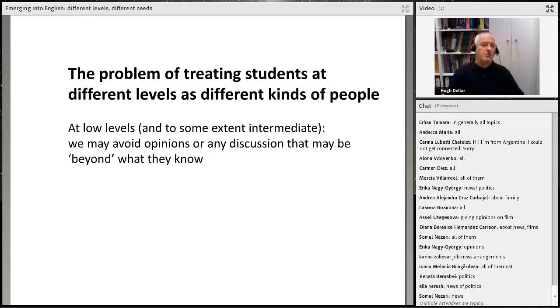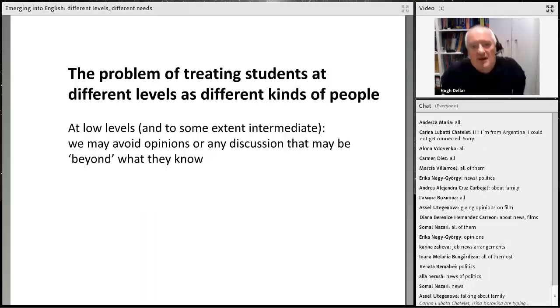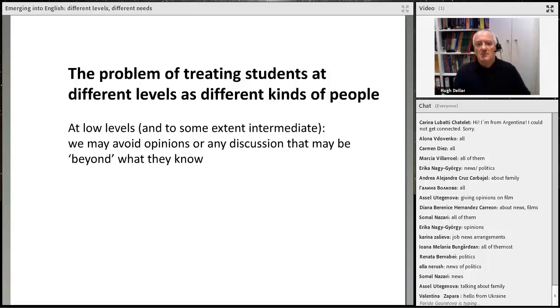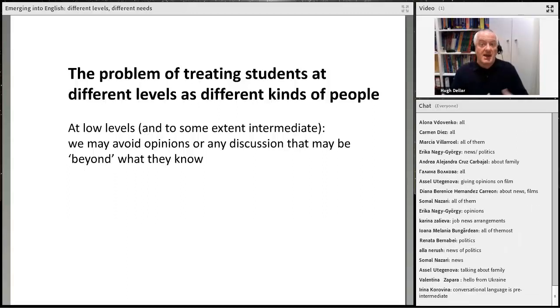And I think there's a real problem of treating students at different levels as different kinds of people, or as possessing different kinds of intelligences. Because I think what often happens in course books is at lower levels, and even to some extent at kind of intermediate level, we sort of avoid trying to let students express opinions, or avoid having them have any discussions about topics that we think may involve them saying things beyond what they know. They may try to use language that they can't use yet when they're trying to express themselves.